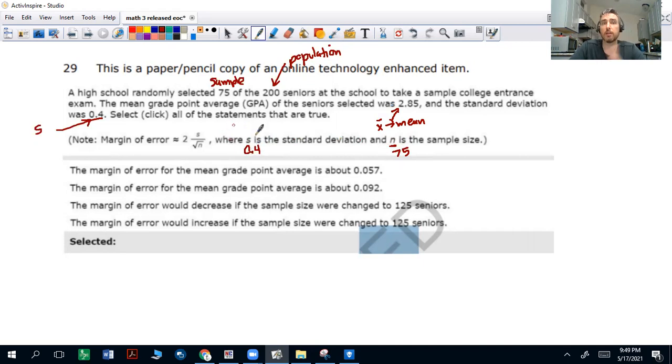And it says, select all the statements that are true. Margin of error is 2 times the standard deviation divided by the square root of n. You're like, where the heck does that come from? Don't worry about it. I'll show you how to answer this question. The margin of error for the mean grade point average is about 0.057.